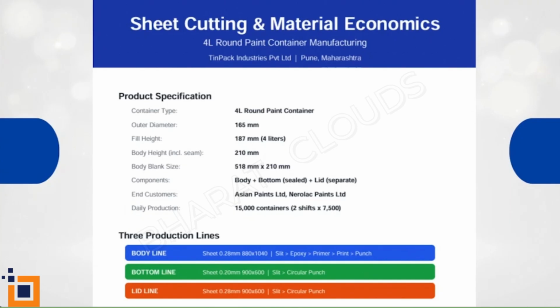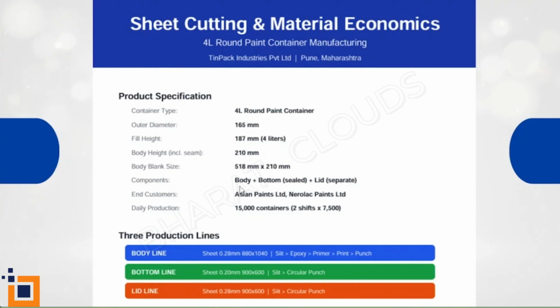The product is a round tin container, 165 mm outer diameter, 187 mm fill height, which holds exactly 4 liters, and 210 mm total body height including the seam allowance. The body blank that gets rolled into a cylinder is 518 mm by 210 mm. 518 being pi times the 165 mm diameter.